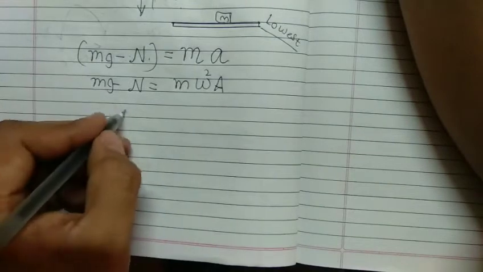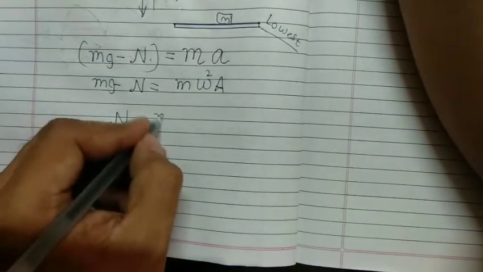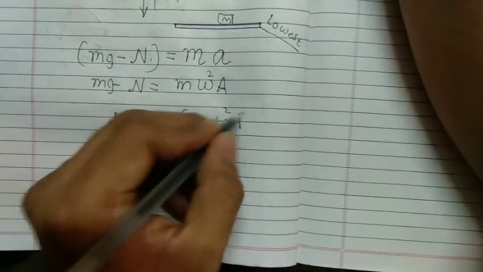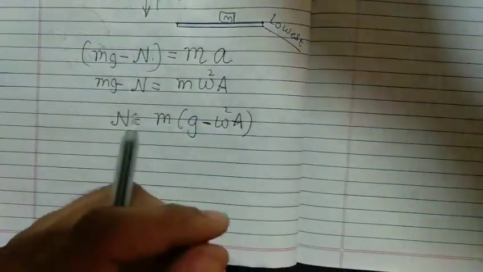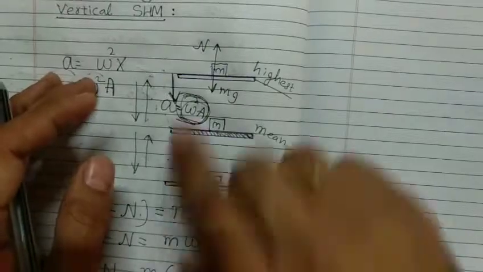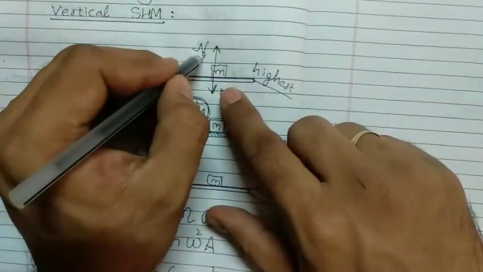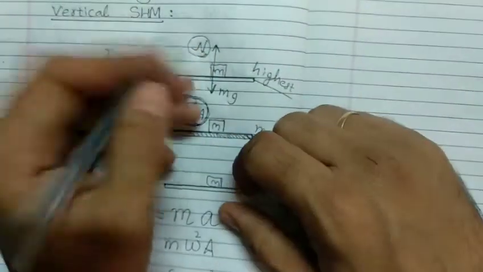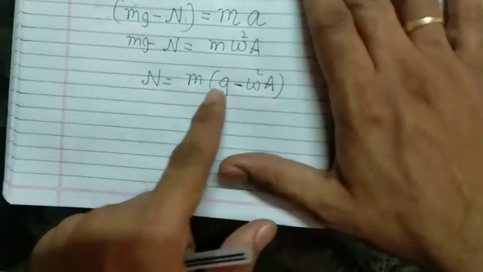From here you can get the value of N. N will be m times the bracket g minus omega square A. It's the value of the normal reaction. As long as it is getting the normal reaction, the platform and the body are in contact. When the contact is broken, this N becomes 0. You know that if contact is broken, normal reaction becomes 0. As long as they are in contact, the normal reaction is given by this formula.